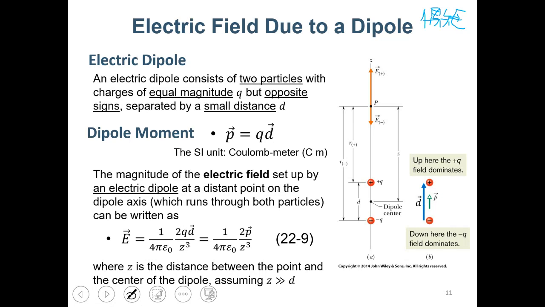Okay. Dipole is actually a pair of charges. One is positive, one is negative, with equal magnitude.